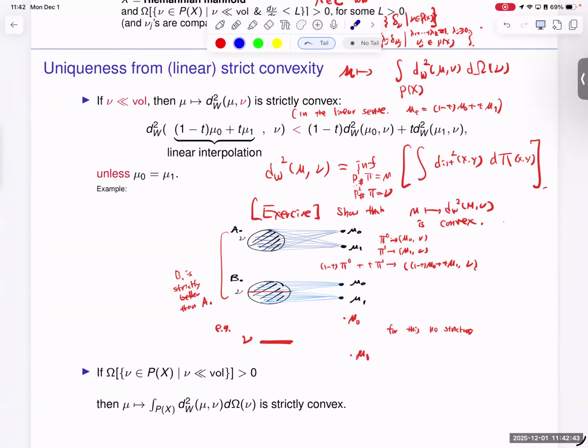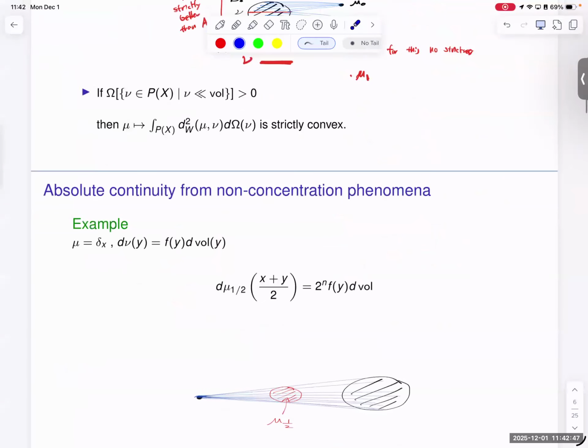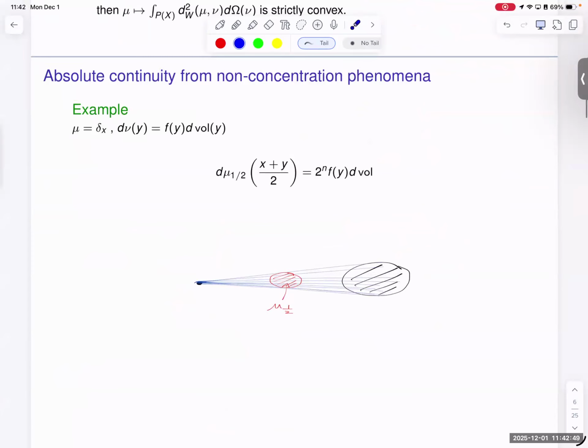Okay, so let's move on. Then absolute continuity. So here is an example. McCann's interpolation: given two measures, you can consider the transport between them, and then you just look at what happens in the middle. That's McCann's interpolation.